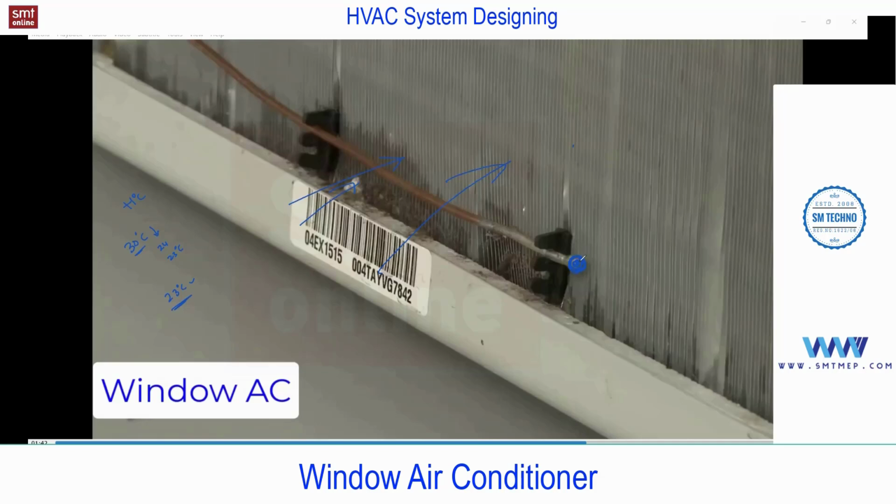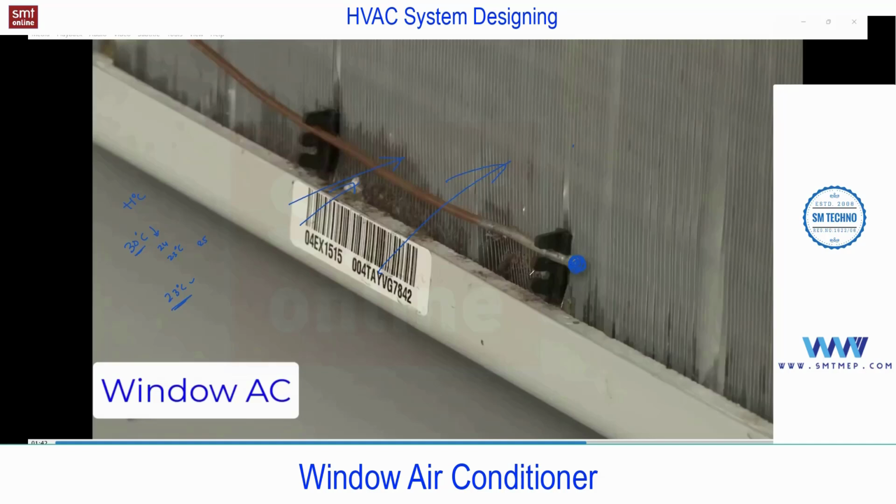When the return air temperature is the same as what you set, what will happen? This bulb is continuously monitoring the temperature, giving the signal to the thermostat. The thermostat will cut off or trip the compressor. But the fan will not stop. The fan will run continuously. The compressor is off now, so only air is supplied, not the cool air. After some time, the temperature may increase, suppose 23 to, say, 24 or 25, and this is continuously monitoring the temperature.